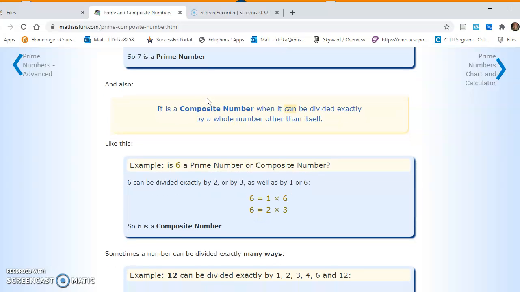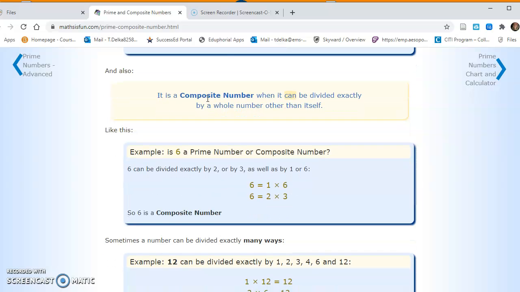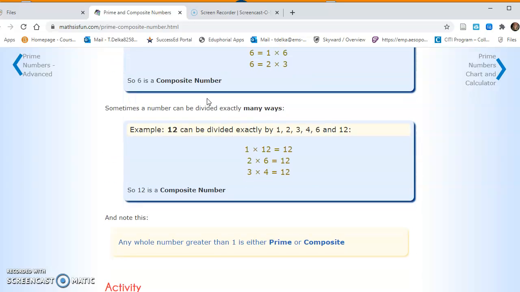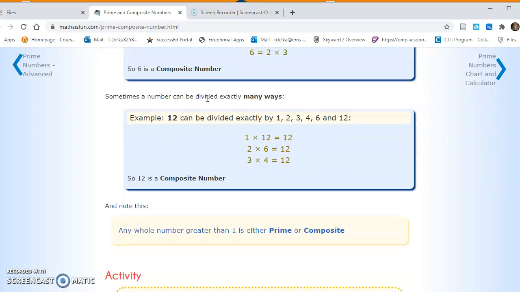A composite number is one that can be divided exactly by a whole number other than itself. Again, they're going to use 6. 6 can be divided exactly by 2 or exactly by 3. And it can be divided by 1. So that makes it composite.